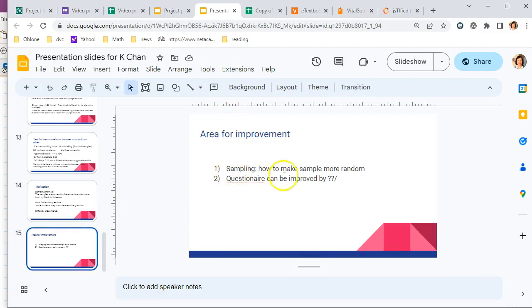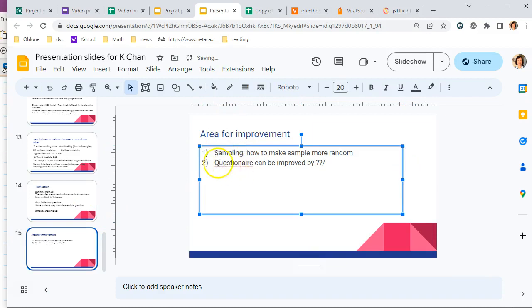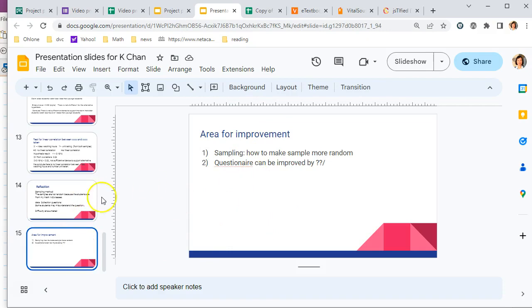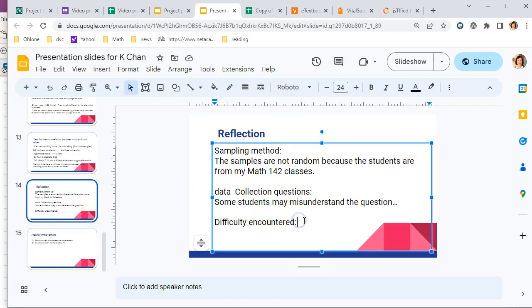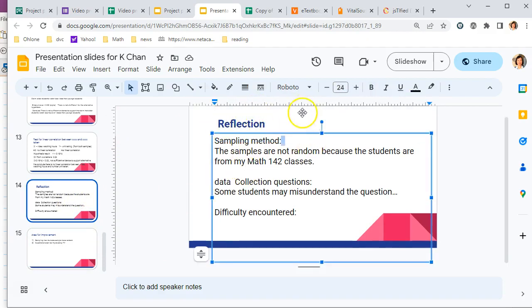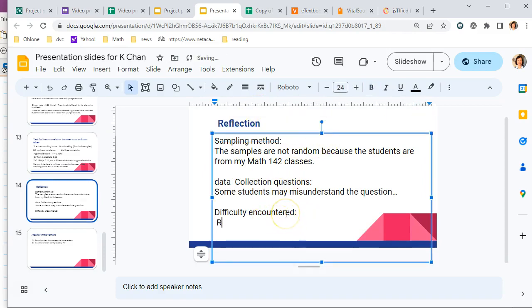Area for improvement. So you can talk about how you can better improve your sampling method, and also what about the questionnaire? Maybe you can reword your question or ask a different question. And last but not least, I think we should talk about the requirement. So if you need more slides, you can do more slides. Difficulty encountered and the requirement.